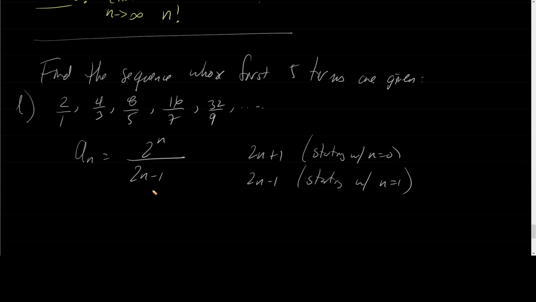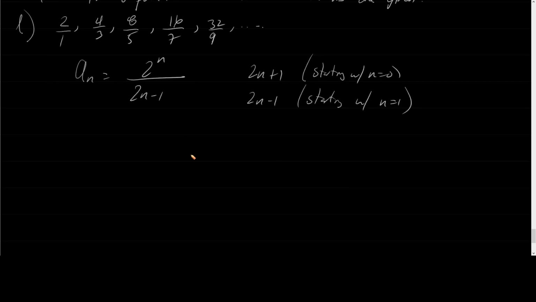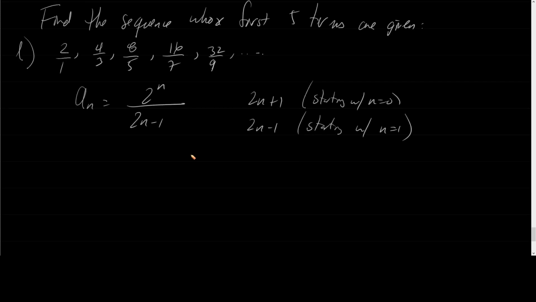Because again, let's plug in the natural numbers. Plug in 1: 2 times 1 is 2, minus 1 is 1. Plug in 2: 2 times 2 is 4, minus 1 is 3. Plug in 3: 2 times 3 is 6, minus 1 is 5, so on and so forth. So we know that this right here is the sequence described by those 5 terms.